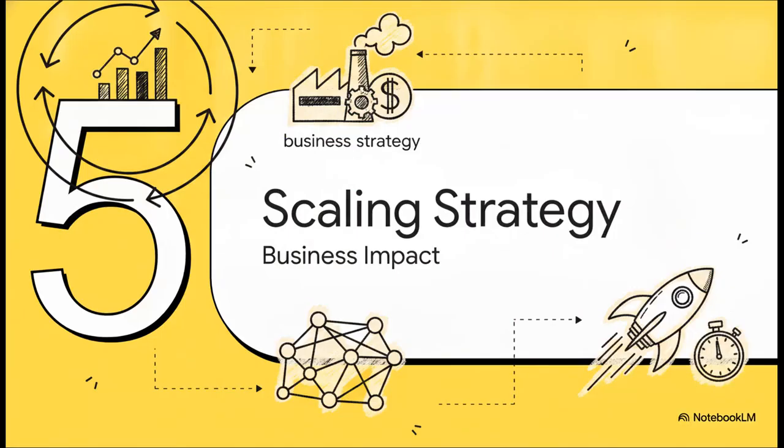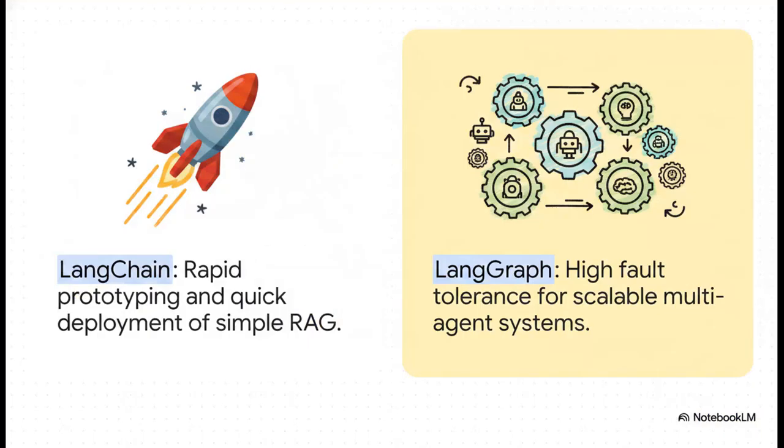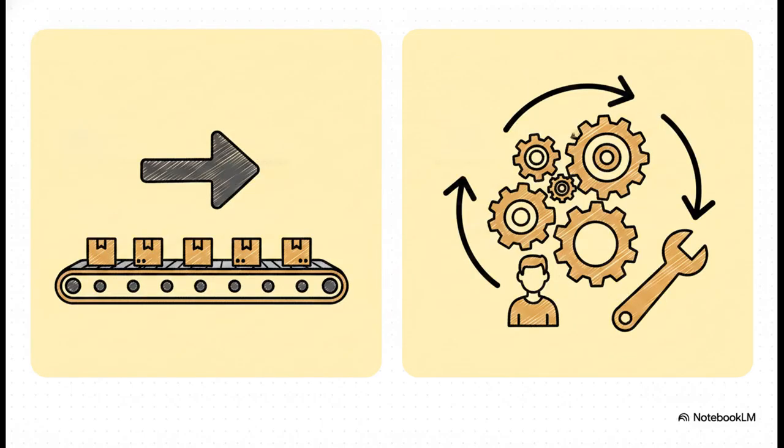Let's zoom out a bit for Section 5, Scaling Your AI Strategy. When you look at the business impact, the trade-off between these frameworks is pretty clear. LangChain optimizes for speed. It's going to speed up your rapid prototyping and let you quickly deploy simple Q&A features with relatively low development complexity. LangGraph, though, that is your heavy-duty production engine. It brings high fault tolerance and scales beautifully across multi-agent systems, though you are taking on medium to high development complexity to get there.